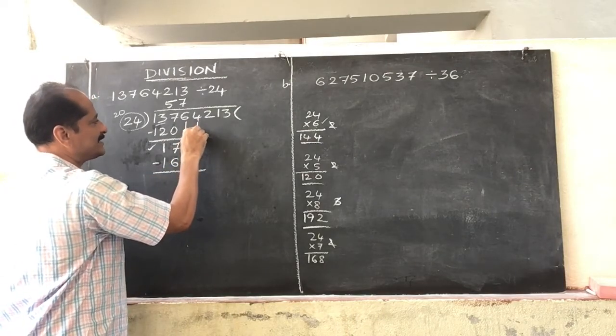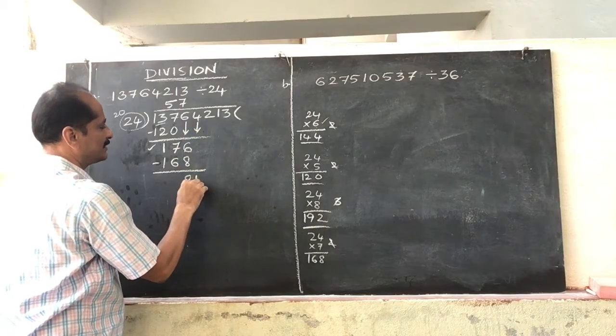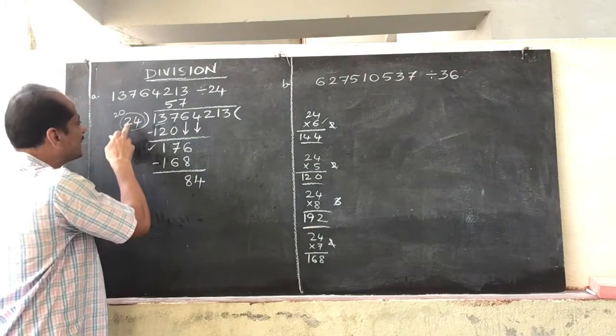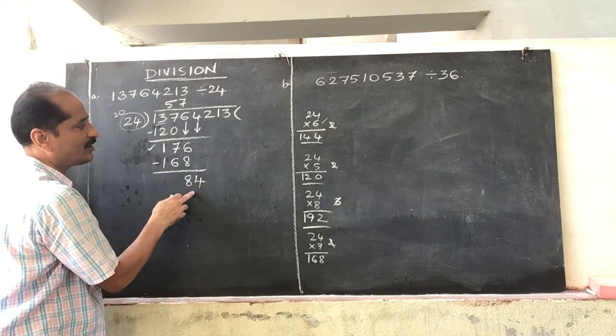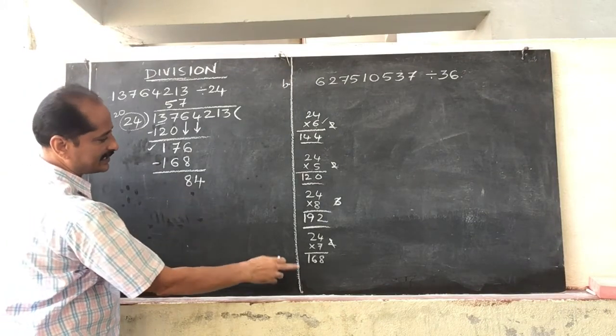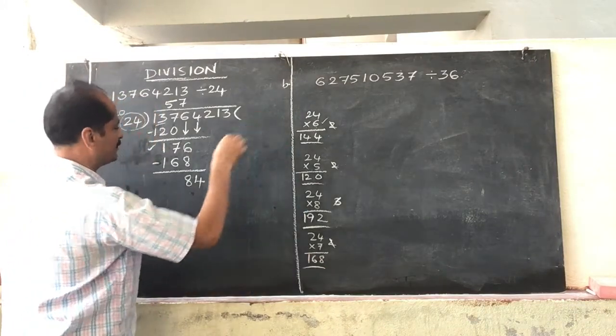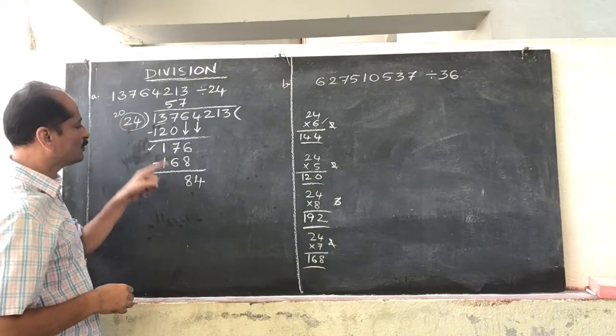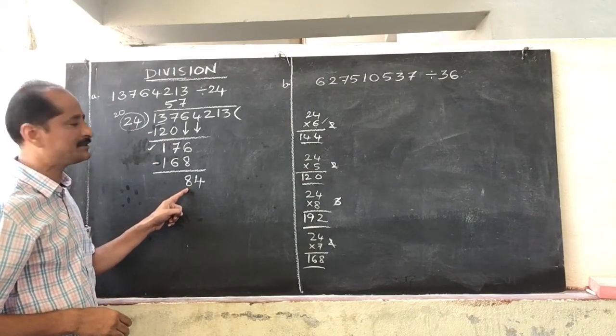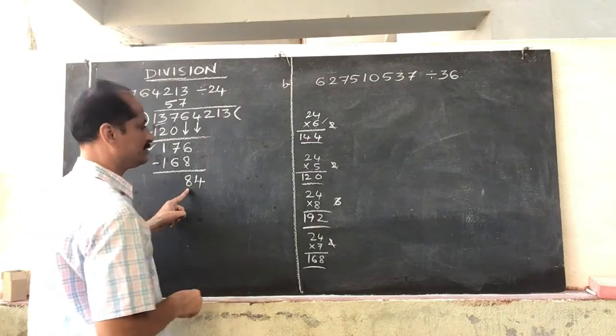Then bring down the next digit, that is 4. So that is 84. 84 is greater than 24. How many times will it go? 84. Is there anywhere here 84? We did not get. So 84, check. 2 4s are 8. 4 times it may go. So check for 4 times.